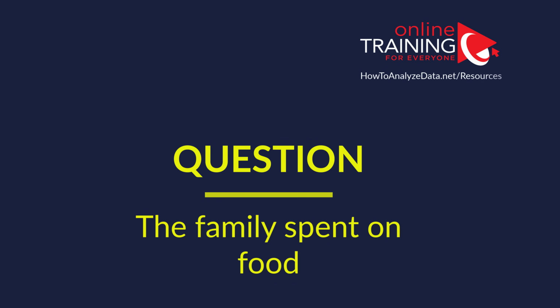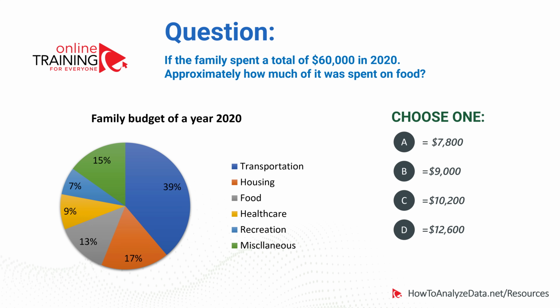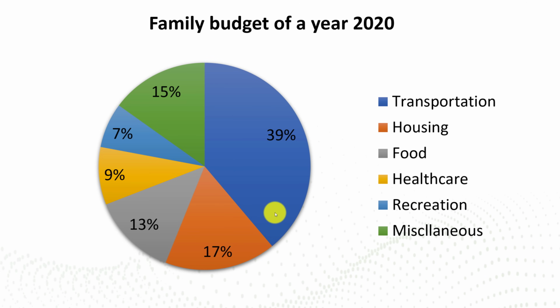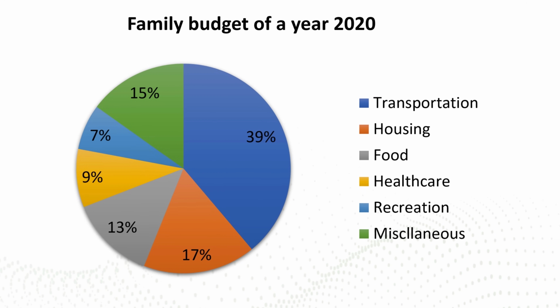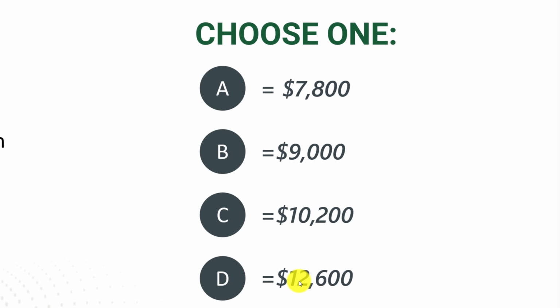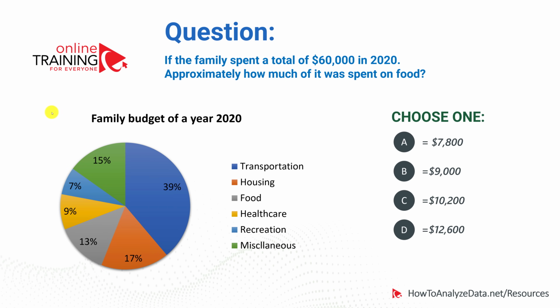Let's look at the question, which is very frequently used as part of various aptitude tests. You could see it as part of math reasoning, abstract reasoning, numerical reasoning, and a lot of other tests. If the family spends a total of $60,000 in 2020, approximately how much of this was spent on food? You have a pie chart that you can see with the percentages of spending, and you have different spending categories. And there are four choices as usual: $7,800, $9,000, $10,200, or $12,600. Which one do you think is the right choice?